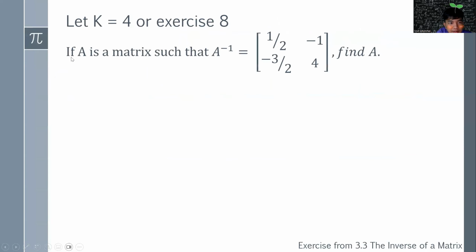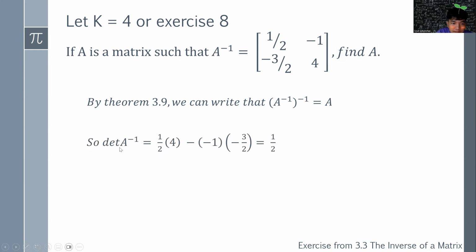So move to exercise 8. If A is a matrix such that A inverse is [1/2, -1; -3/2, 4], then find A. So by Theorem 3.9, we can write that A equals the inverse of A inverse. And so the determinant of A inverse is 1 over 2 times 4 minus 1 times minus 3 over 2. Here is 1 over 2. So the determinant is 1 over 2 here, and then A equals 1 over 1 over 2, so it must be 2 here.